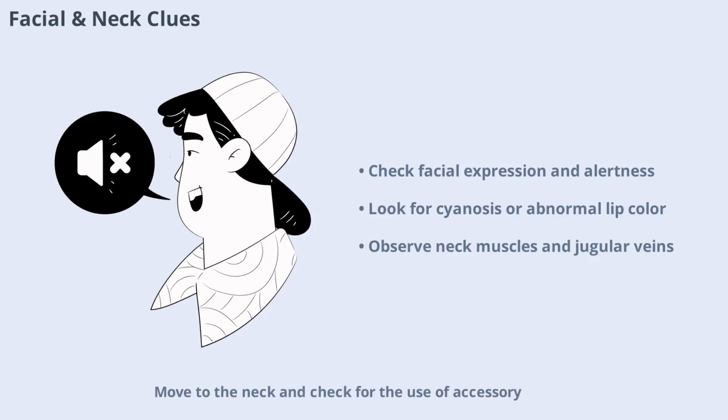Move to the neck and check for the use of accessory muscles such as the sternocleidomastoid or trapezius, which suggests increased work of breathing. Also, inspect for jugular venous distension, a key sign of elevated central venous pressure or right-sided heart failure. These observations are essential for early detection of serious conditions.